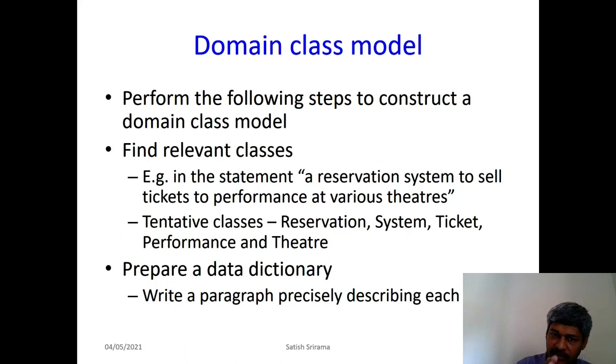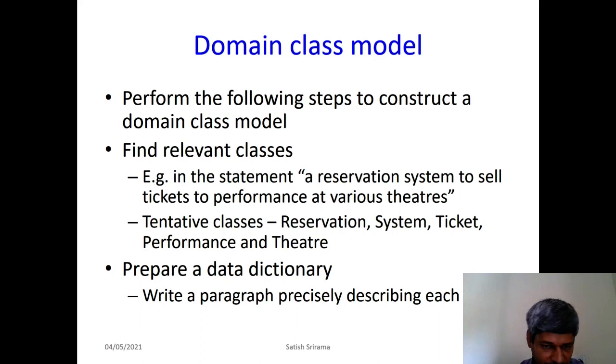As I said, the domain model basically starts with the domain class model first, and then it moves towards the domain state model, etc. To construct this domain class model, perform the following steps. First you have to find the classes. We have already studied this during unit 1, where we spent almost 5 weeks on how to find relevant classes.